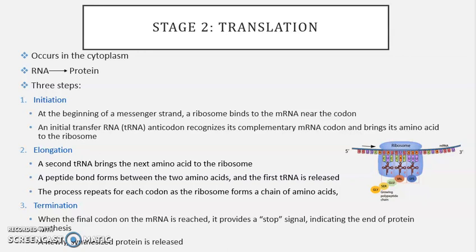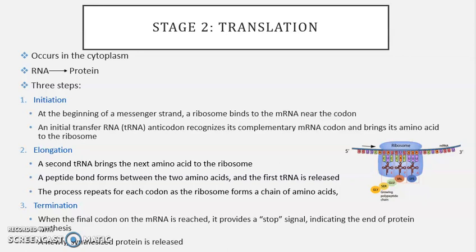At the beginning of a messenger strand, a ribosome binds to the mRNA near the codon. An initial transfer RNA, also known as the tRNA anticodon, recognizes its complementary mRNA codon and brings its amino acid to the ribosome. A second tRNA brings the next amino acid to the ribosome.